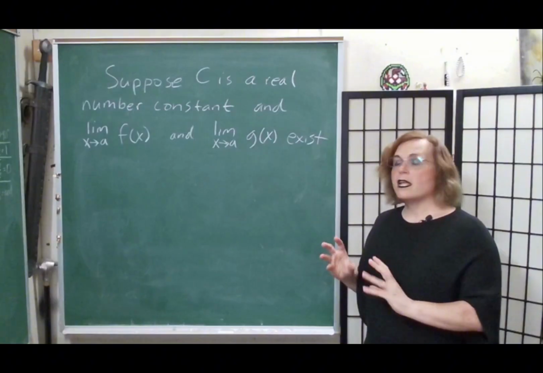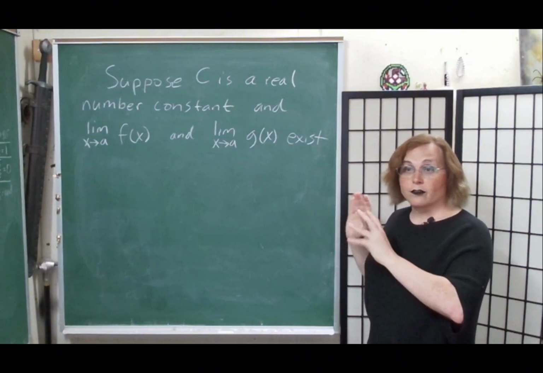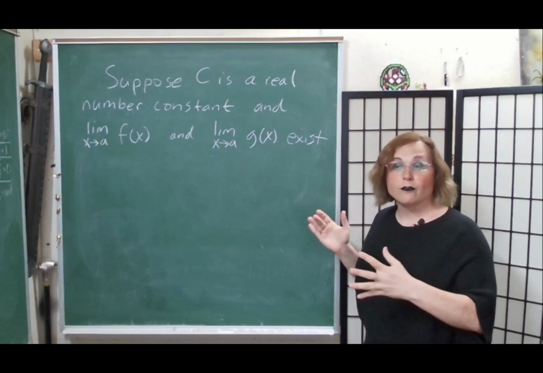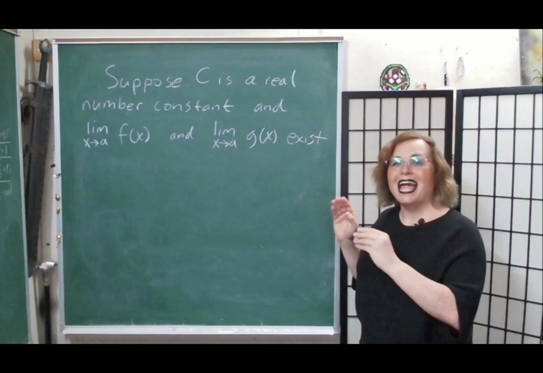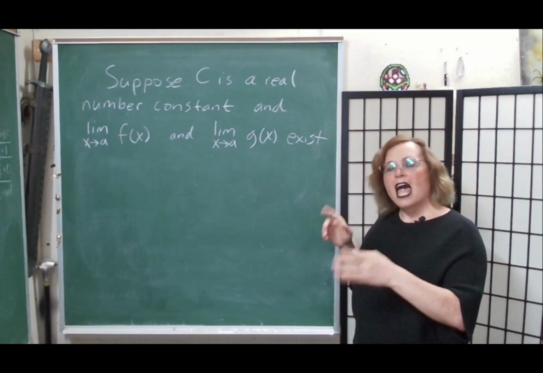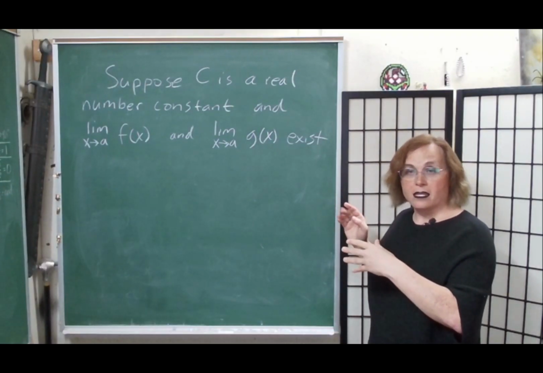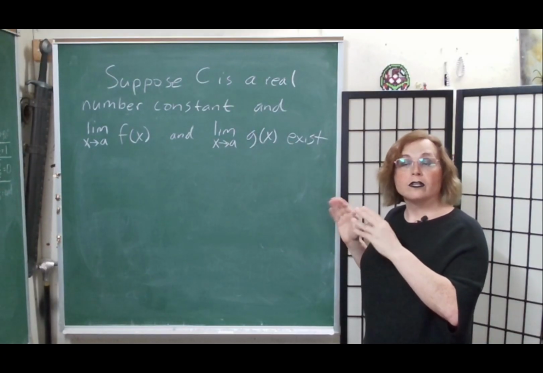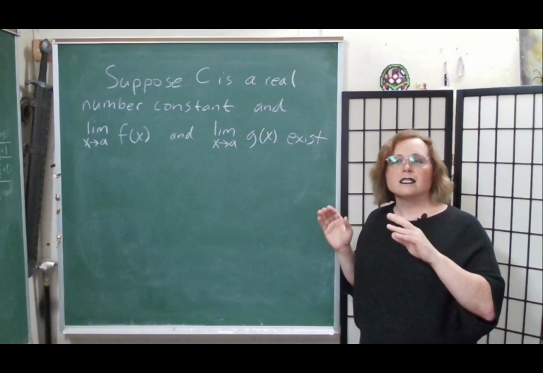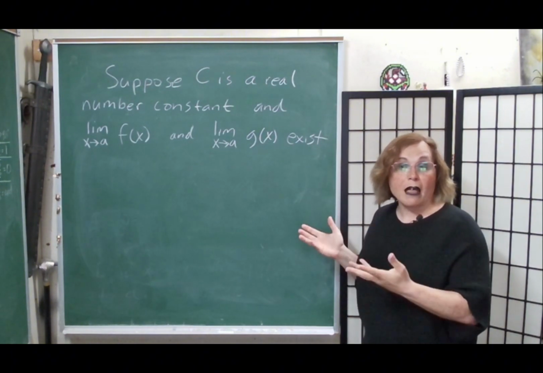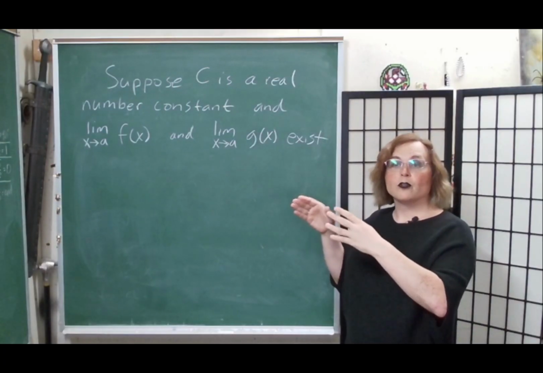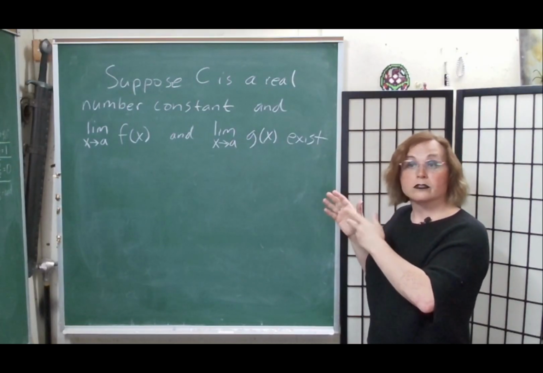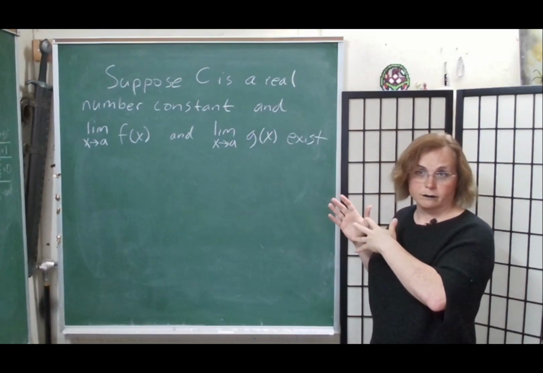And remember that as part of our definition for limits, both of these functions will exist on some open interval everywhere except possibly at a, and that as x approaches that a, both of these functions will approach some real number value. Now, it doesn't have to be the same real number value, but f of x will approach consistently a value, and g of x will approach consistently some other value.